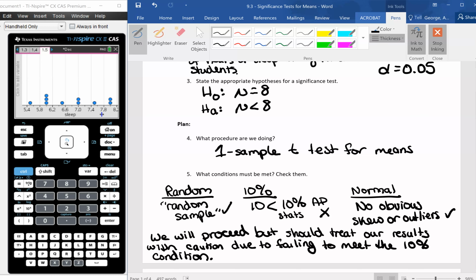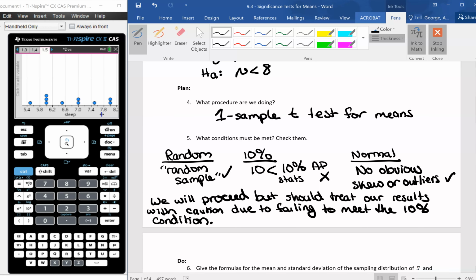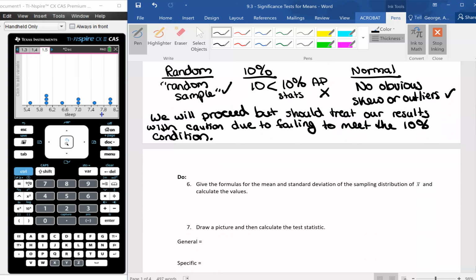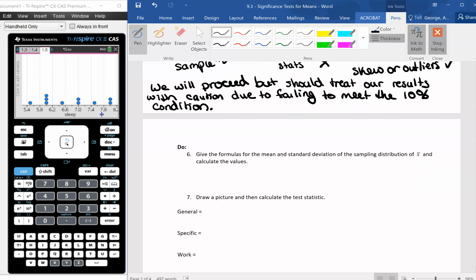All right, so we've done basically the state and the plan. Now we get to actually jump into doing the calculations. We're using the same test statistic formula that we've been using. Before we do that, though, we do need to establish our mean and the standard deviation of the sampling distribution.